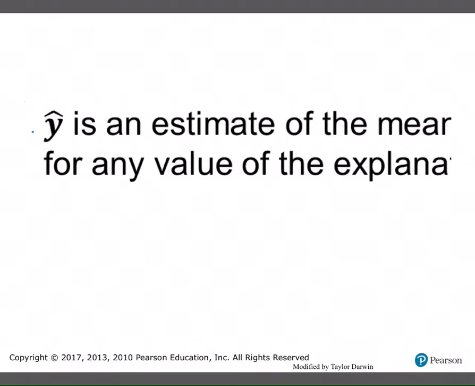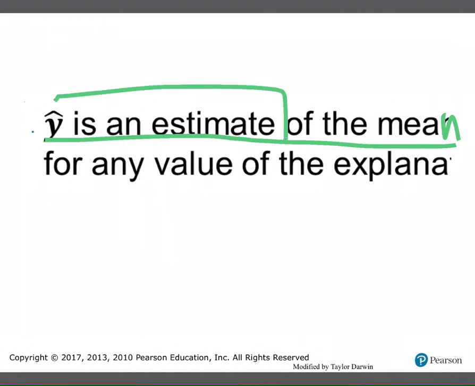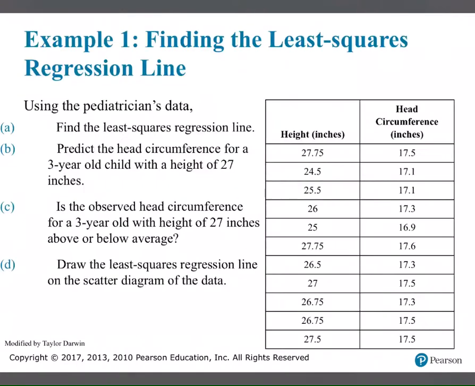I apologize. I don't know why it is being formatted in this way, but all this says is y hat is just an estimation of the mean. The mean value of the response variable for any value of the explanatory variable. But really the main thing here is y hat is an estimate. And so it gives you an idea of what it's going to be. It could be that, it could not be that, but it's basically giving you, on average, what we would expect to happen. Okay, so let's actually find a least squares regression line.